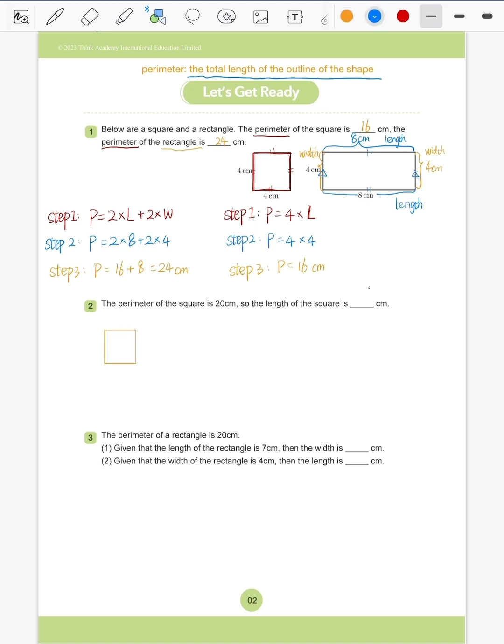Okay, and in this question, if we want to analyze the key information, it will be the perimeter and the 20 centimeters. So we will use the formula of the perimeter of the square and think about what's the formula of the perimeter of the square.